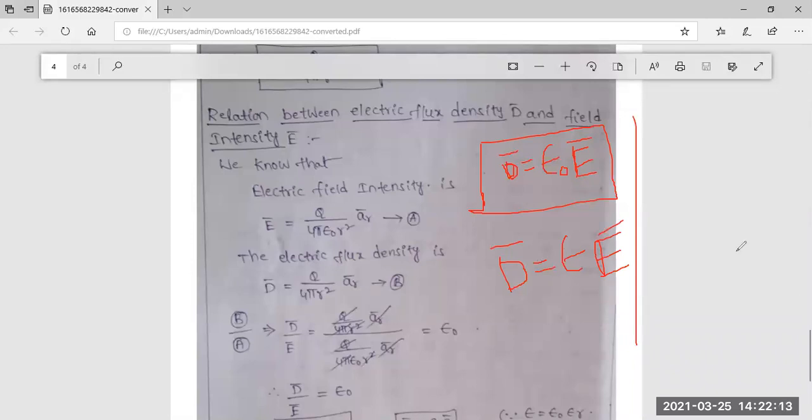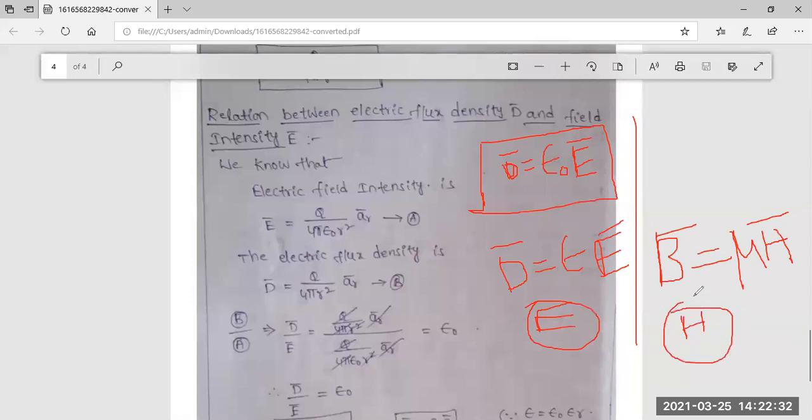Whereas this same relation in the magnetic materials or magnetostatics, we want to show that B bar is equal to mu H bar. For electric fields or electrostatics, D bar is equal to epsilon E bar. For magnetostatics, B bar is equal to mu H bar. This is the difference between electrostatics and magnetostatics.